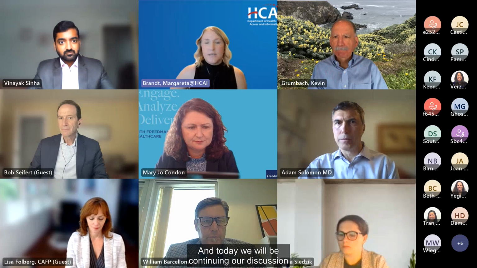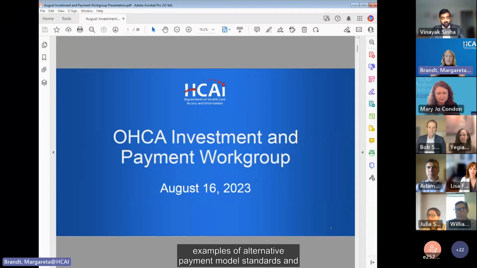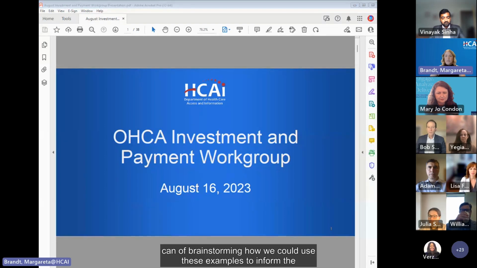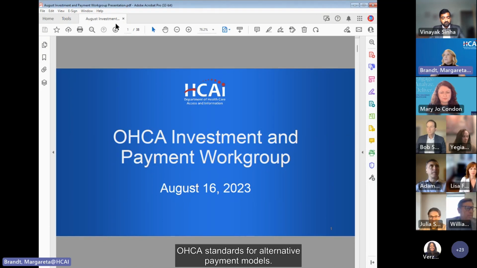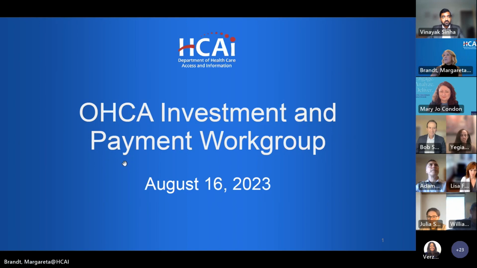Today we will be continuing our discussion on alternative payment models and the relationship to health equity, and also get into some discussion and examples of alternative payment model standards and brainstorming how we could use these examples to inform the OHCA standards for alternative payment models.